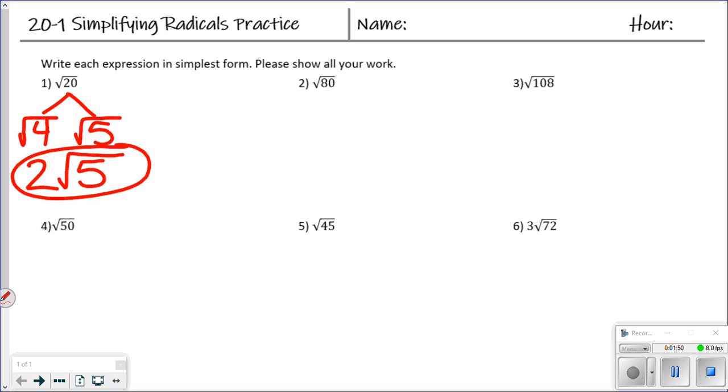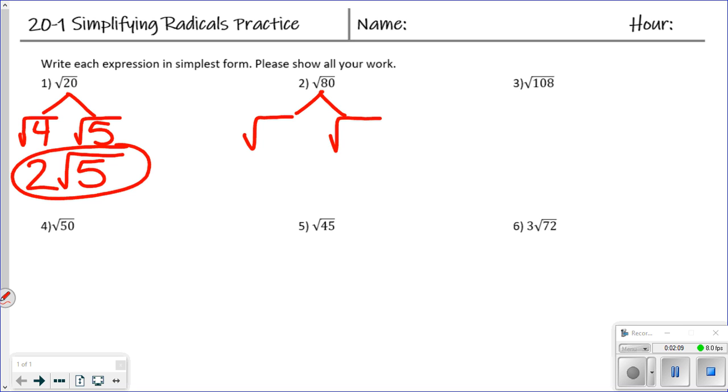Now we have to do the same thing for the square root of 80. We want to break it down into a product of two numbers. The first one is going to be the largest perfect square. So what is 80 divisible by? Well, we can start guessing and checking.